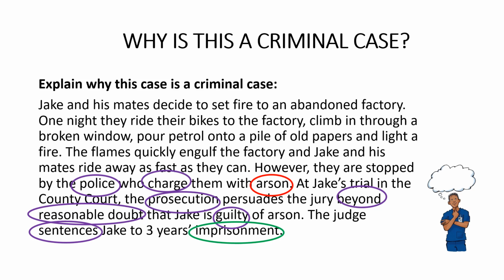In summary, you can see that by looking at the vocabulary that is used, police, charge, prosecution, beyond reasonable doubt, guilty, sentence. By looking at the cause of action, that is, by looking at the case that is being brought against Jake, this is for arson, and by looking at the consequences of the case for Jake, in this case imprisonment, we can conclude that this is a criminal case.